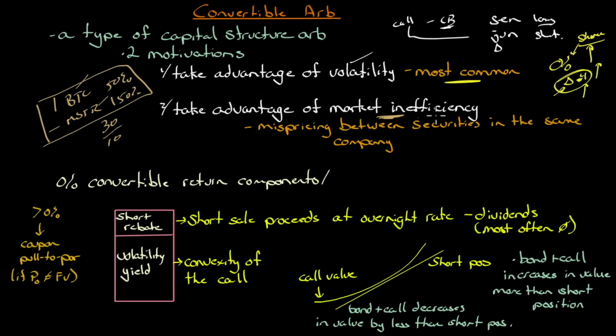For market inefficiency in a capital structure, the convertible bond would have to be mispriced based on where the stock is and where the conversion feature is. That's really not a motivation here. This is it right here. Take advantage of volatility. What provides the volatility for MicroStrategy shares are a combination of two things.